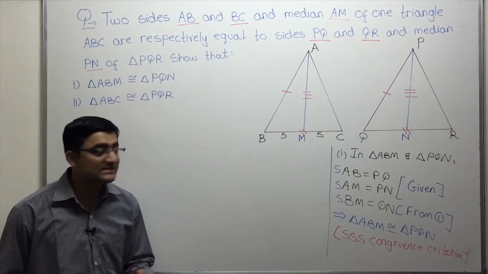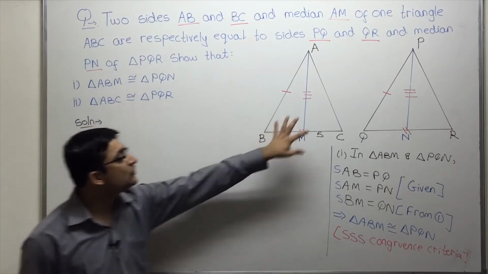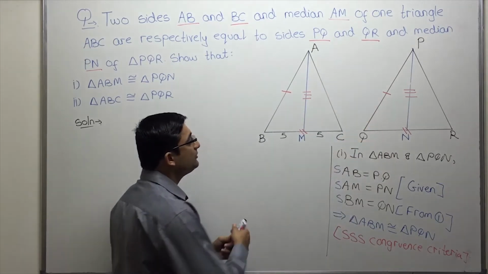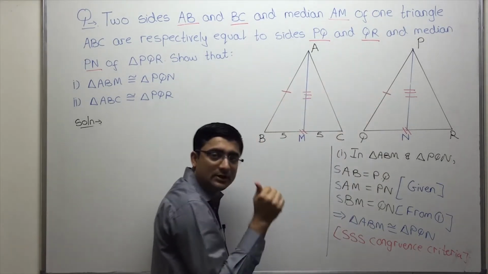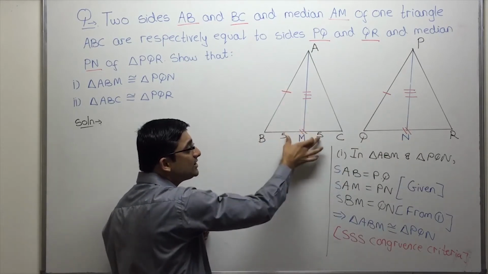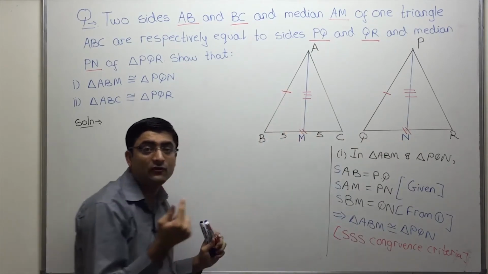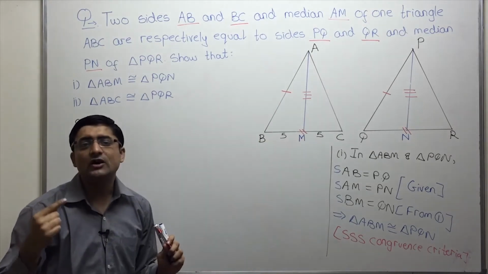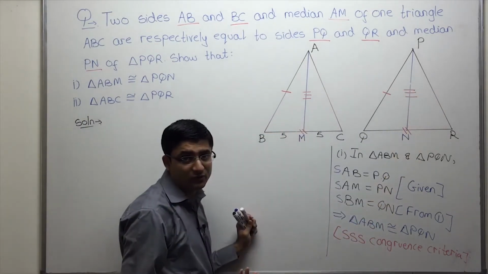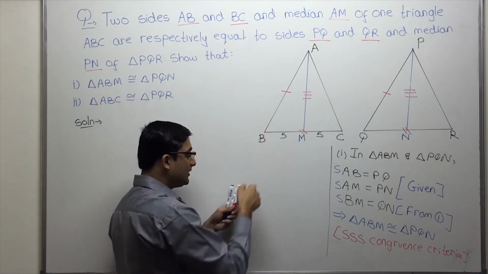Now let's move on to the second part. In the second part we have to show triangle ABC is congruent to triangle PQR. See what all is known to me. AB is equal to PQ, done. BC is equal to QR, again given. Because two corresponding sides are equal, what can we look for? Either SAS or SSS. Do we know if AC is equal to PR? No, we do not know. So leave it. Look for the included angle.